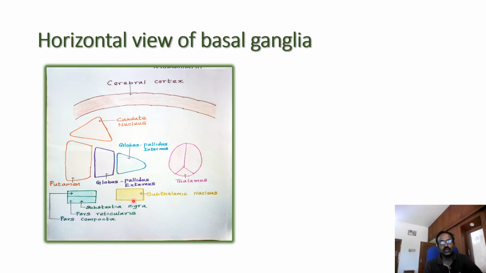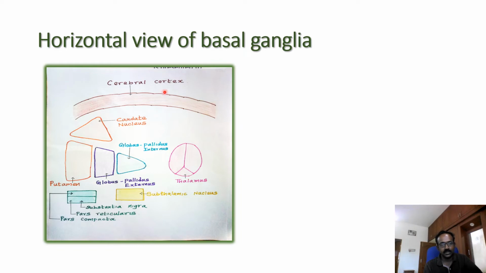So this is the subthalamic nucleus. It is just lateral to the red nucleus and dorsal to the substantia nigra. This is the substantia nigra, the dark substantia nigra. It has two parts. Pars compacta, the dorsal part, is dopaminergic and cholinergic, and pars reticularis, the ventral part, has GABA neurons. So this diagram you have to draw. If they ask for short notes, you have to draw this diagram.